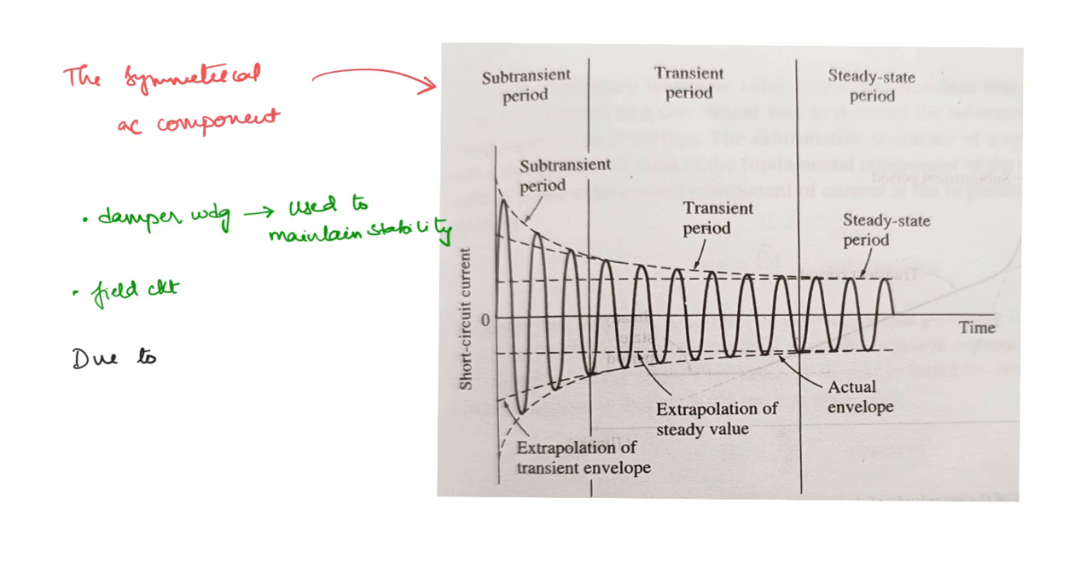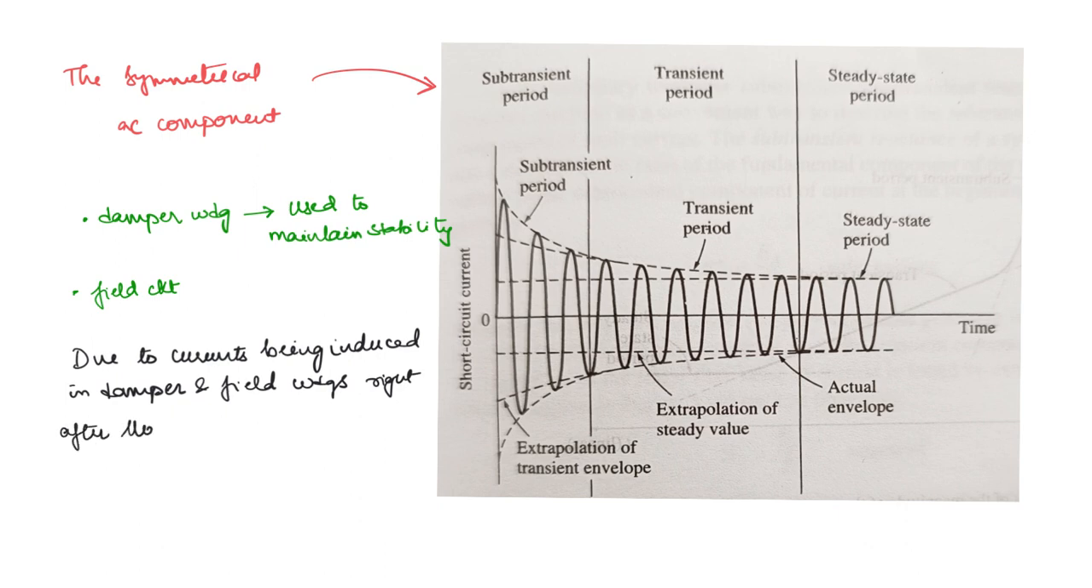Due to currents being induced in damper and field windings right after the fault, the internal generated voltage will increase, or it will be very high. So once the internal generated voltage increases, then what will happen? The current will be very, very high for the same fault impedance.